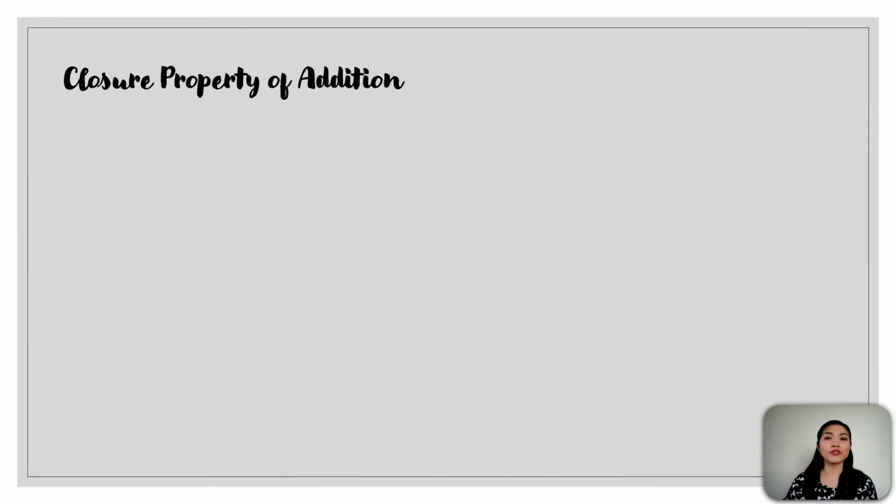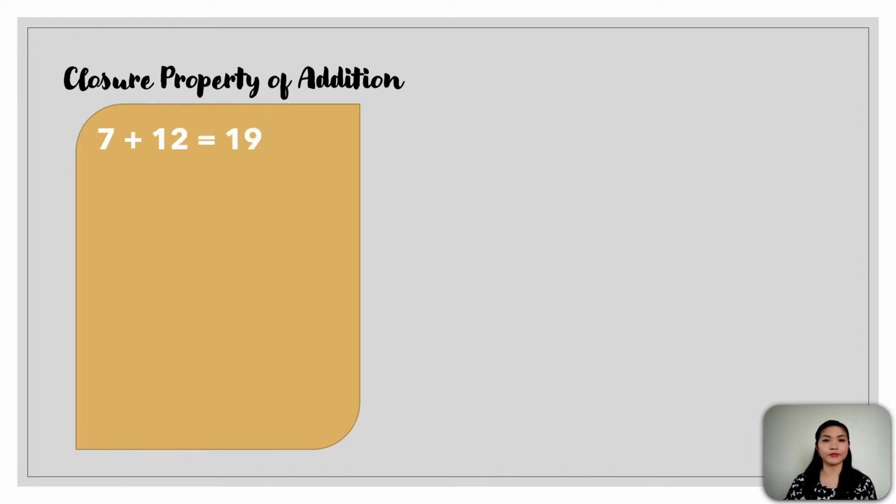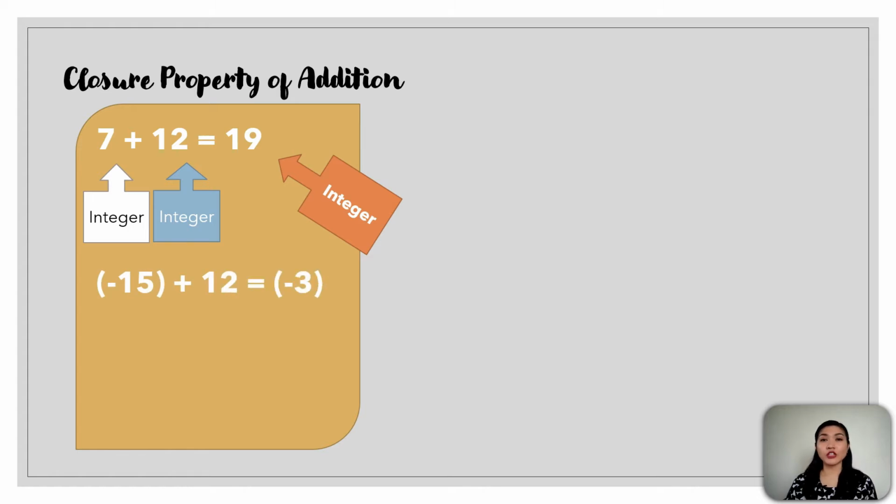Here are some examples for the closure property of addition and multiplication. We have 7 plus 12 is equal to 19. We all know that 7 and 12 are integers. Thus, their sum 19 is also an integer. Another example for addition is negative 15 plus 12 equals negative 3. We all know that negative 15 and 12 are integers. Therefore, their sum negative 3 is also an integer.